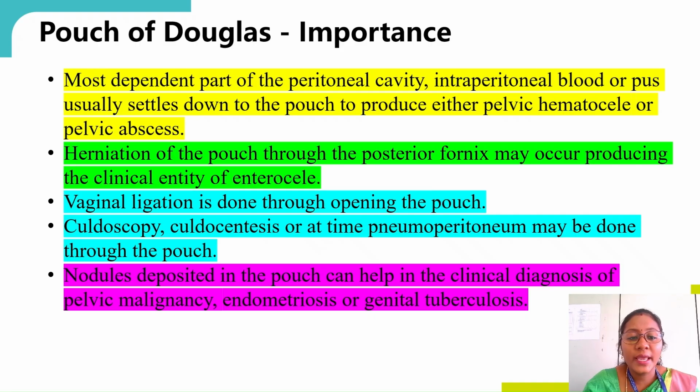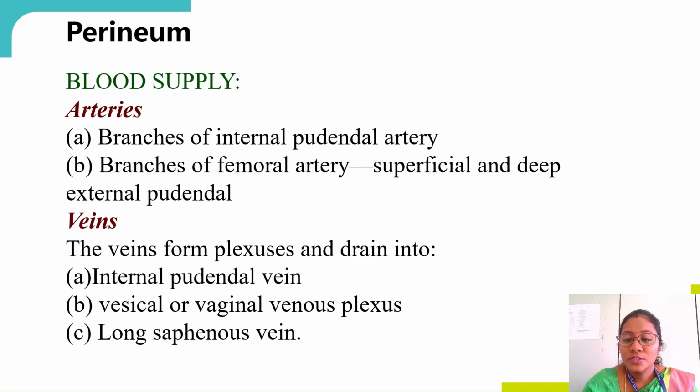The second one is herniation of the pouch through the posterior fornix, which may occur, producing the clinical entity of enterocele. Vaginal ligation is mostly done through the opening of the pouch of Douglas, and culdoscopy, culdocentesis, or at times pneumoperitoneum may be done through the pouch. Nodules deposited in the pouch can help in the clinical diagnosis of pelvic malignancy, endometriosis, or genital tuberculosis.